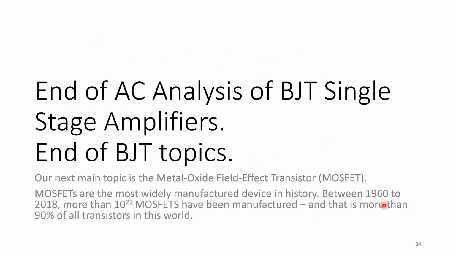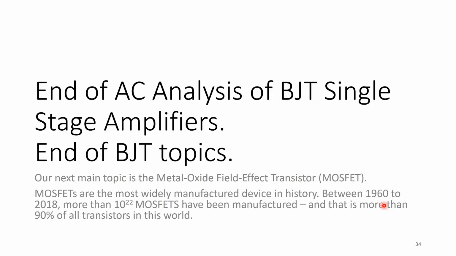Alright, so this is the end of AC analysis of BJT single stage amplifiers. We have covered all subtopics: fixed bias, voltage divider bias, emitter follower, and we had a quick look at the other amplifier configurations. This is the end of AC analysis, and this is the end of BJT topics which we cover in this course. You will see more of BJT in future courses that you will be taking.